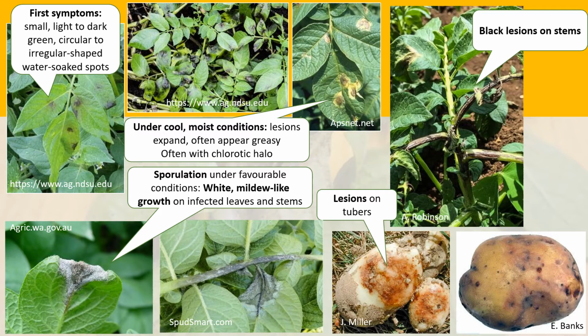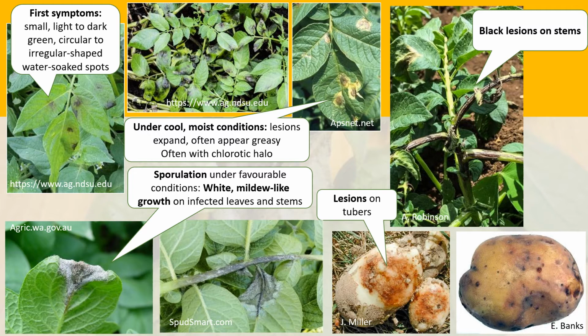On the lower leaves. When conditions are favorable for the pathogen to develop further and cause further disease, and these are cool, moist conditions, these lesions will expand and sometimes they appear greasy, as you can see in the second photo on the left. And in many cases, they will have a chlorotic halo around the lesions. One often also sees black lesions on stems, as you can see in the photo on the top right-hand side.